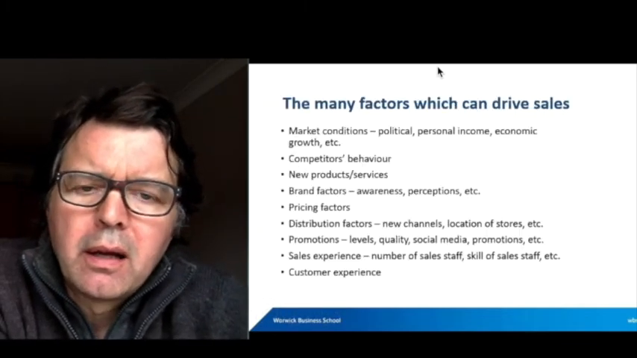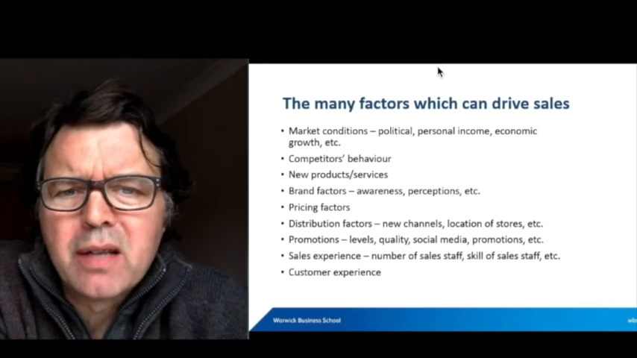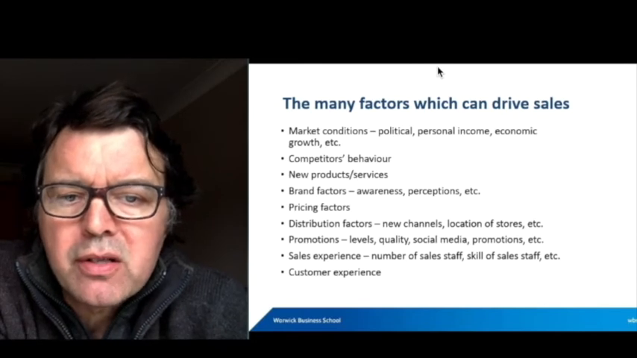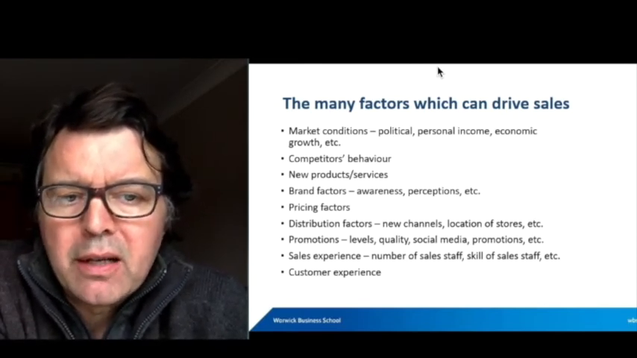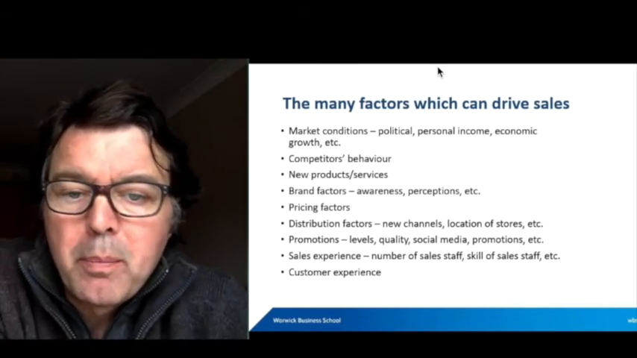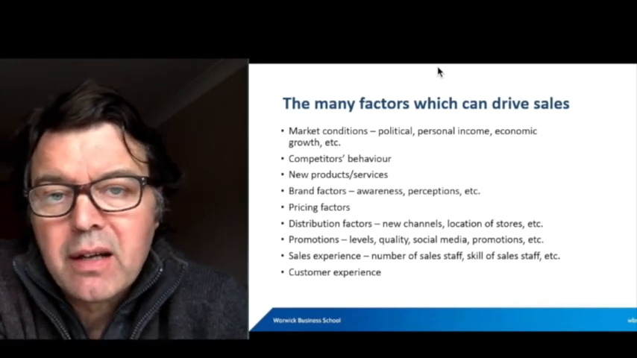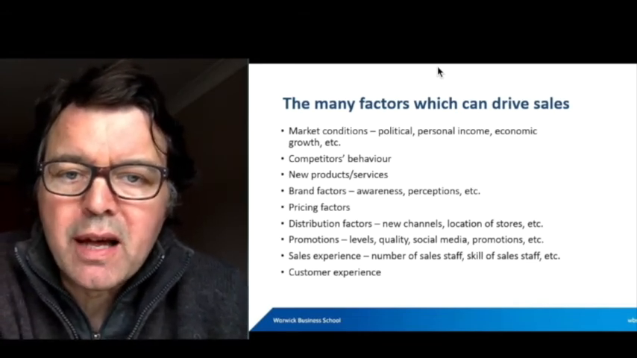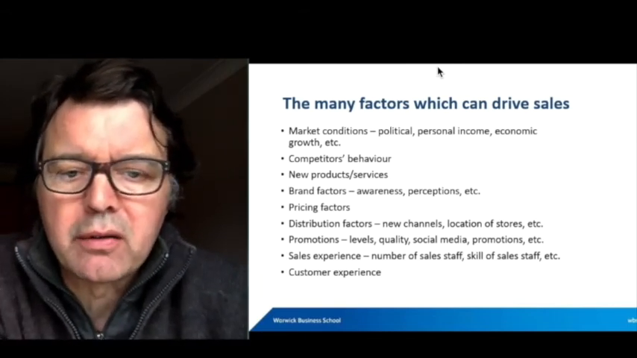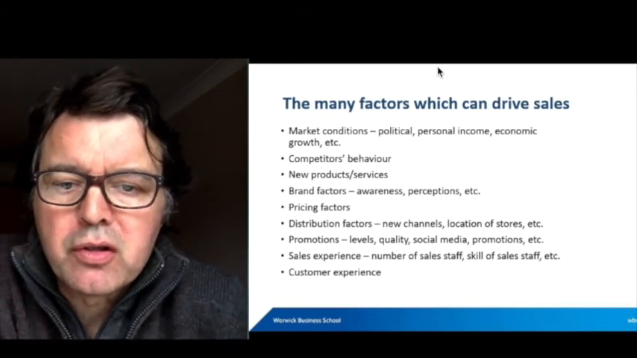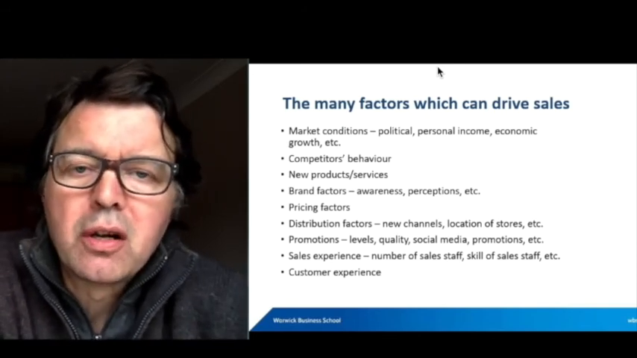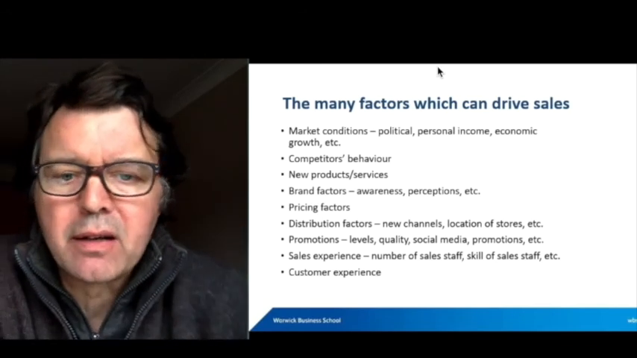Now, it's popular, especially in sales and marketing, and there are many factors which can drive sales. So, for example, market conditions, so political, personal income, economic growth, those sorts of things will affect sales. Competitors' behavior can affect sales. So, if a competitor reduces their prices, then we could see that impacting on our own sales. New products or services, obviously if we launch new products or services, or if our competitors launch new products or services, then that will affect sales.